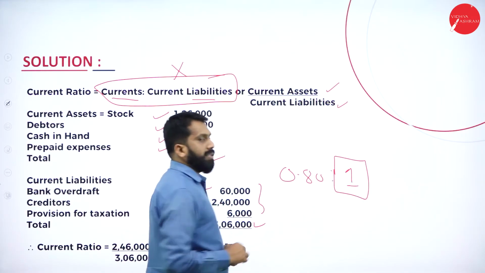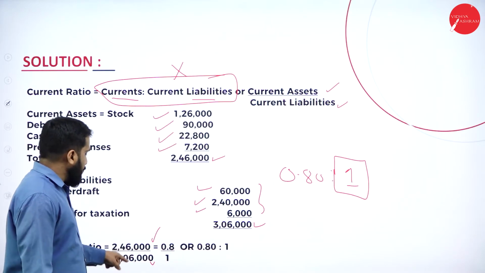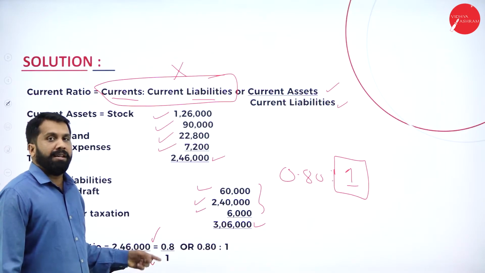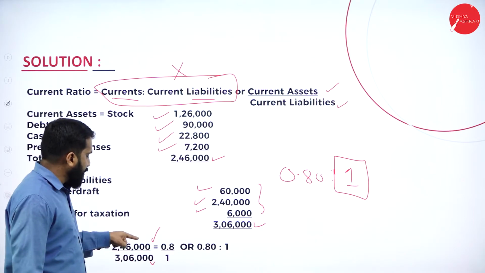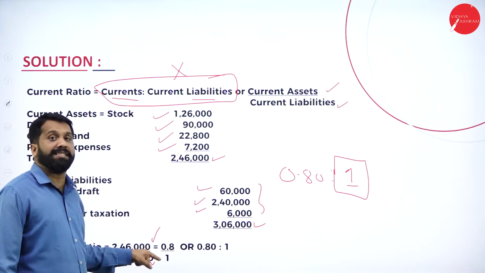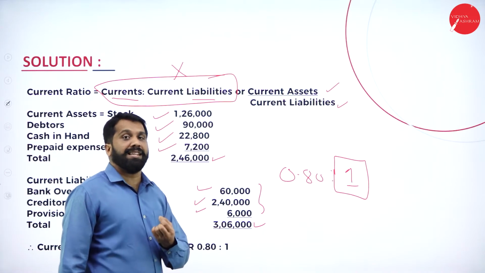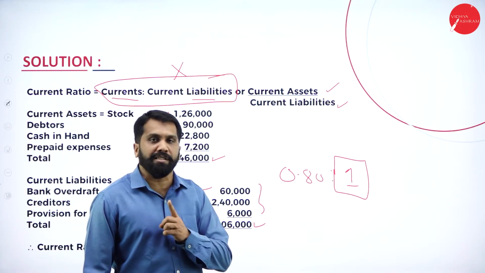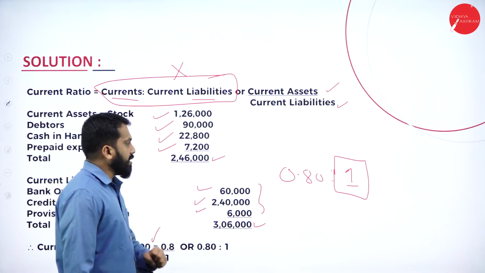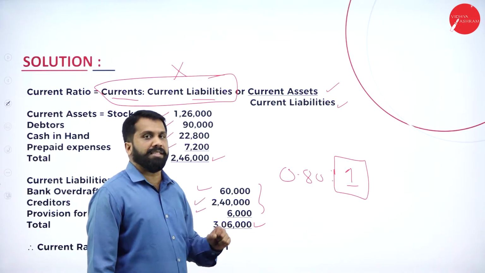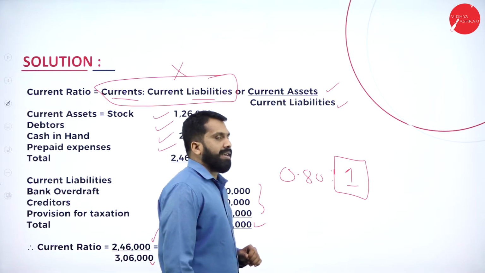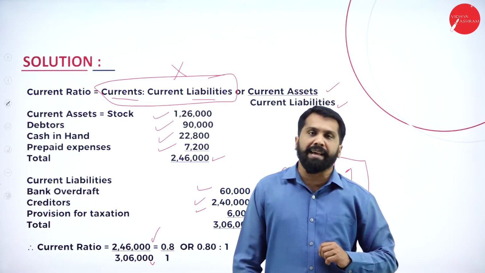Why it is 1 is because you have taken this one as a base. On this only you are calculating. You're dividing 2,46,000 by 3,06,000. That's why the 3,06,000 is always 1. So whatever answer you get will be the first number and the second will be 1. This is called current asset divided by current liability.